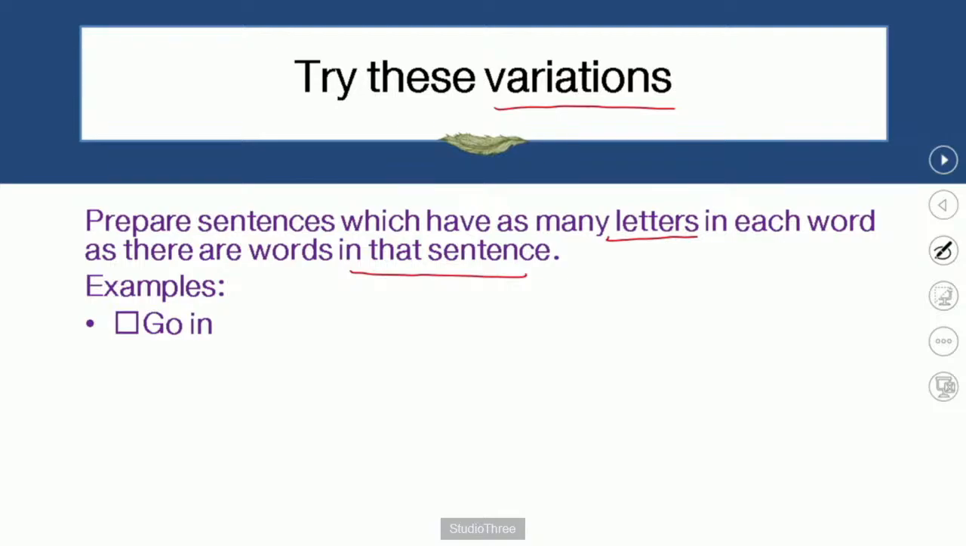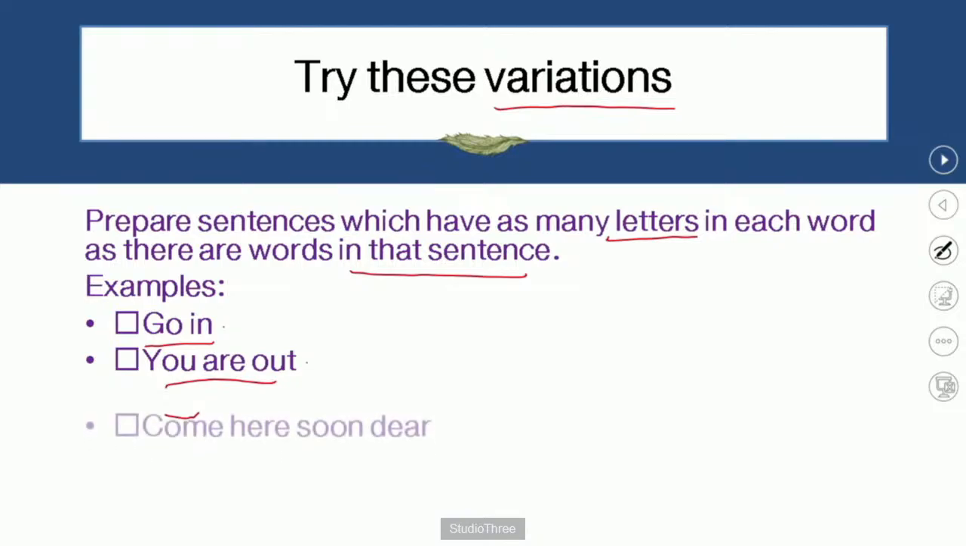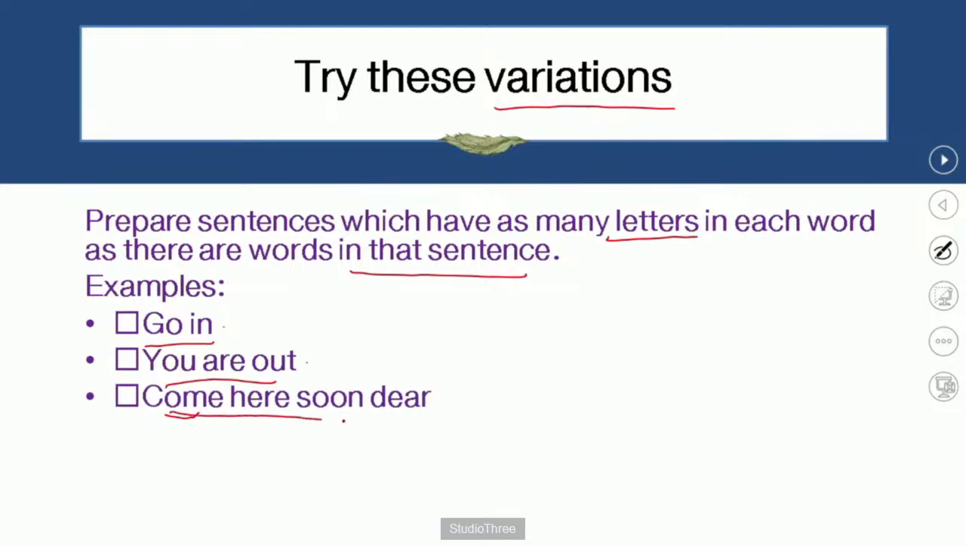There are only 2 words in the sentence, that is "Go in." Means it is a complete, meaningful sentence. Another example is given to you. "You are out." Here is another example, and it also uses 3 words. Then the third one is here, "Come here soon dear." It has 4 words and 4 letters each. A very important thing is that when you use 2 words, there are 2 letters in each word. Means G and O, these are 2 letters. I and N, these are also 2 letters.